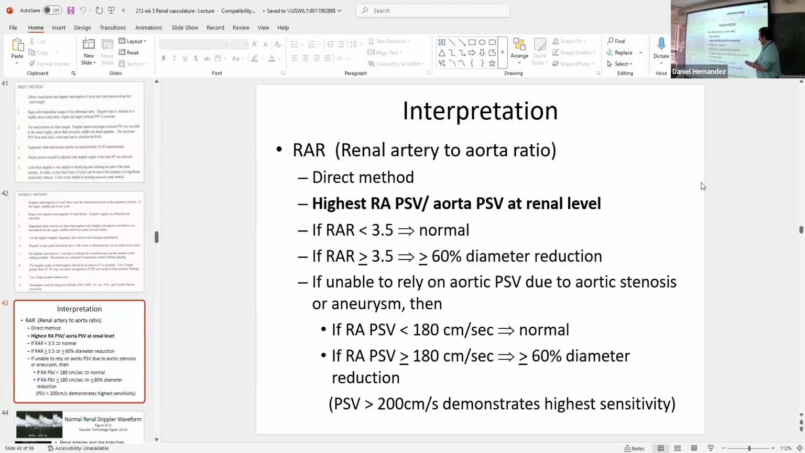In terms of velocities now, we could utilize a peak systolic velocity of 180, which is the one the boards use, and I'm pretty sure Christiane uses 180 as well. Greater than 180, again, equates to a greater than 60% diameter reduction. And then less than 180 is considered normal for our renal arteries.